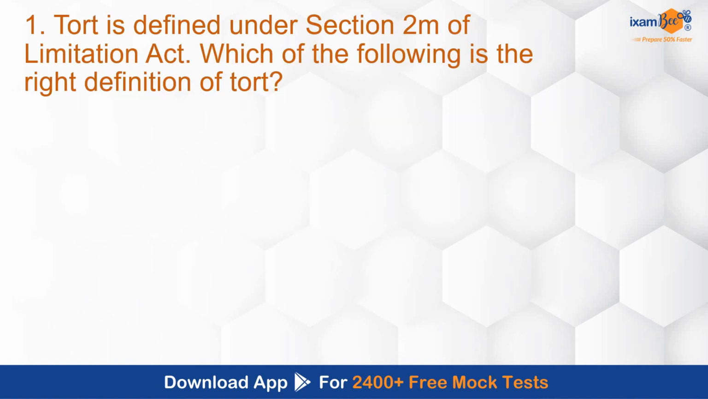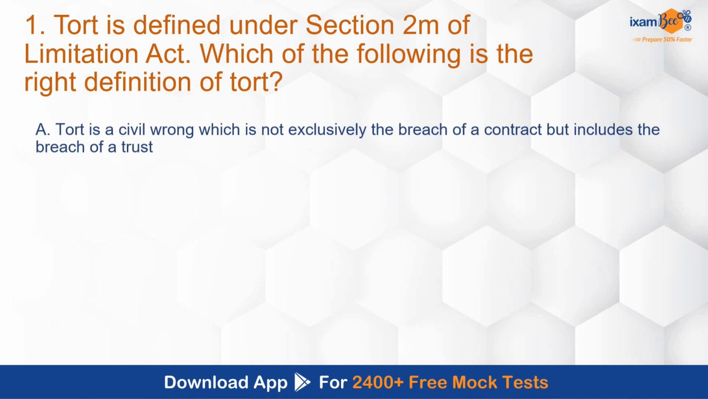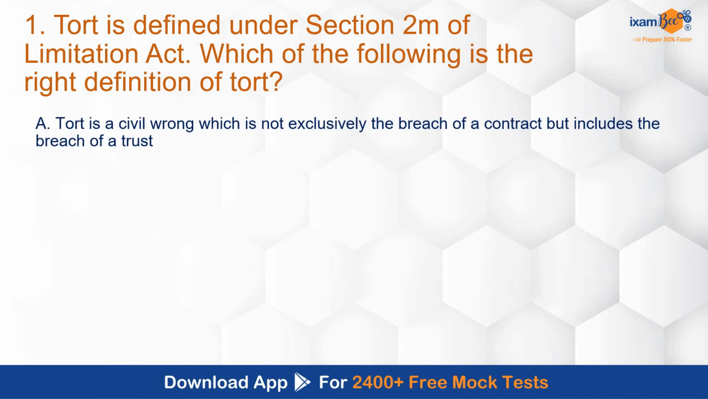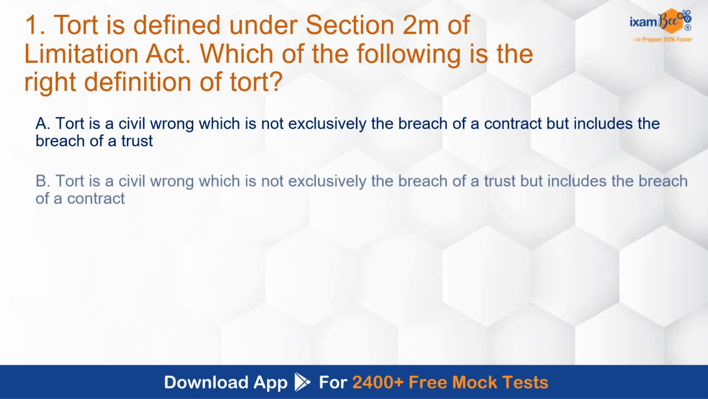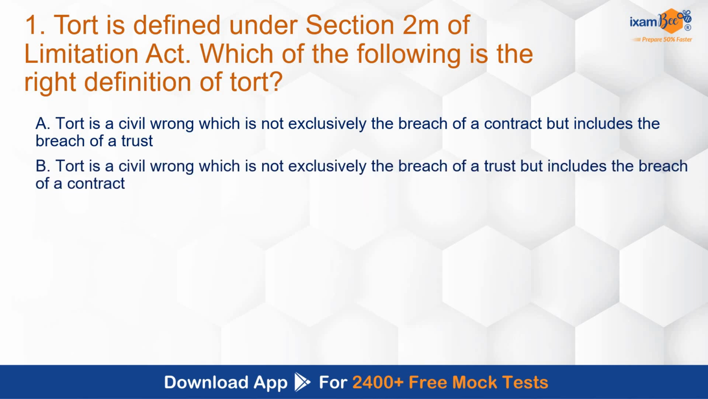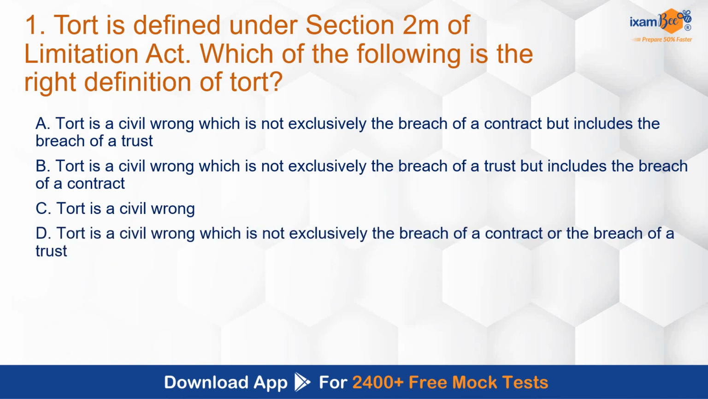Starting with the first question, tort is defined under Section 2M of Limitation Act. Which of the following is the right definition of tort? Tort is a civil wrong which is not exclusively the breach of contract but includes the breach of trust. Tort is a civil wrong which is not exclusively the breach of trust but includes the breach of contract. Tort is a civil wrong. Tort is a civil wrong which is not exclusively the breach of contract or breach of trust, not defined statutory.